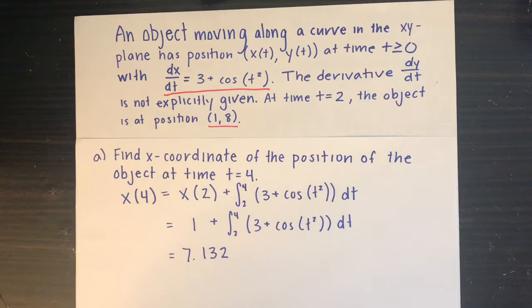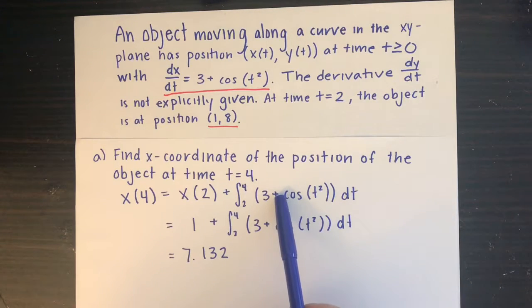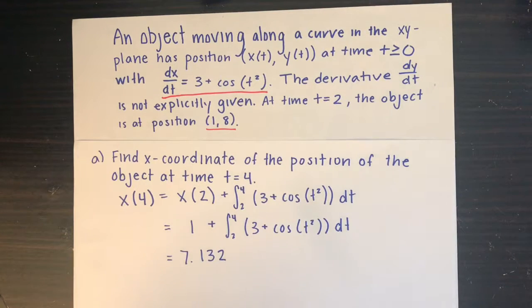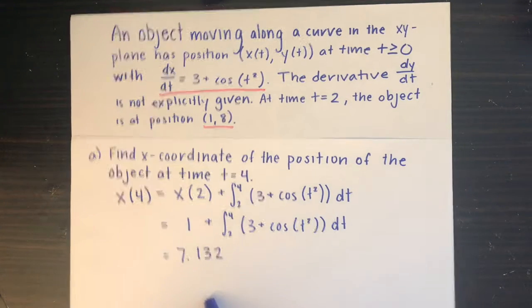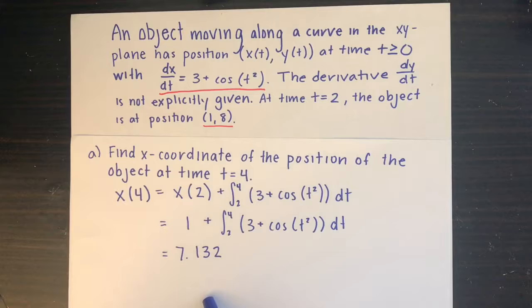In this problem, we earn a point for writing the integral of the rate to find the change of the position of the particle, and then we get a point for utilizing the initial condition, and then we get a point for correctly putting it into our calculator and achieving the correct answer.